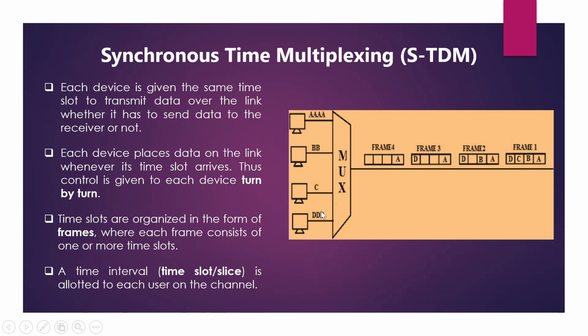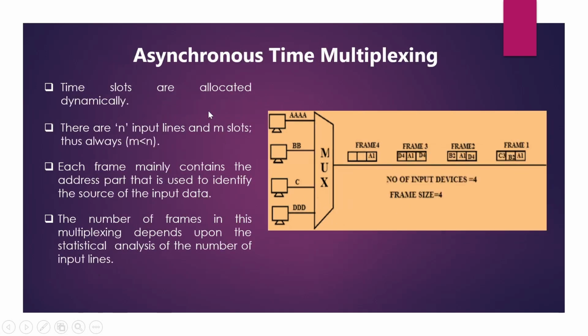This is where we take the help of asynchronous time division multiplexing. So in case of asynchronous time division multiplexing, the time slots are allocated dynamically. There are n input lines and m slots, thus always m is less than n. So you can see we have n input lines and we have m slots. M here is 3. Number of frames is 4, but the slots 3. There are 3 slots. Frame 1, check here. Frame 1, you have 3 slots. Frame 2, you have 3 slots, and so on.